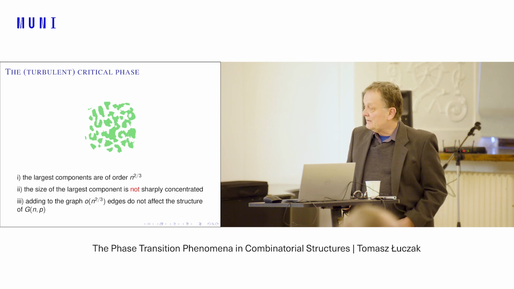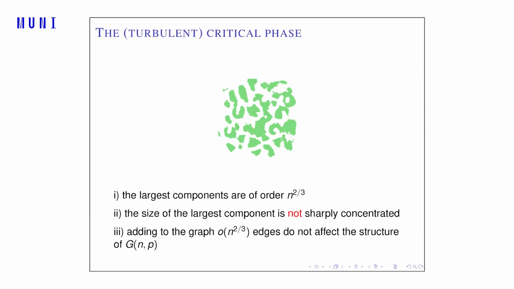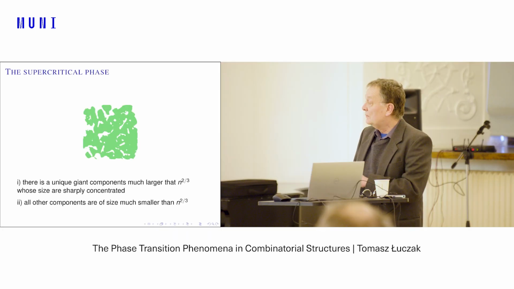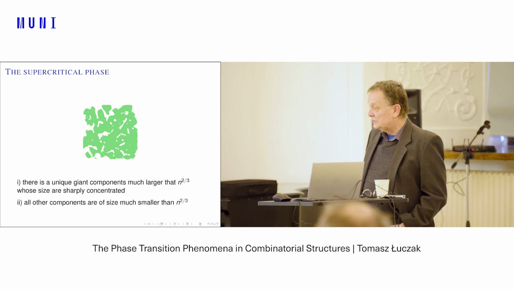So this is a very turbulent phase. The size of the largest component is certainly not very well concentrated, since it might go up by a factor of two even, when the two leaders merge. And finally, at the very end, there is this giant component, and this giant component will devour all the small components and will grow. And all the other components are of size much smaller than n to the two-thirds.